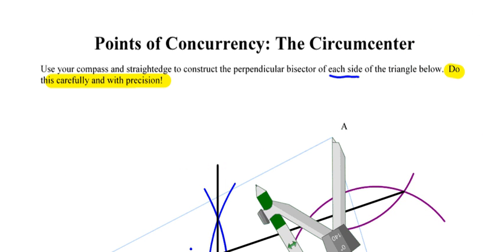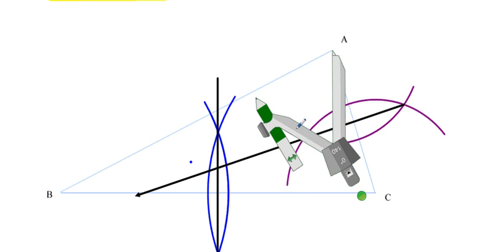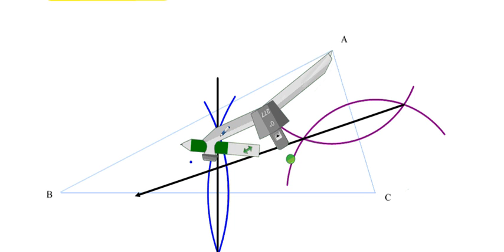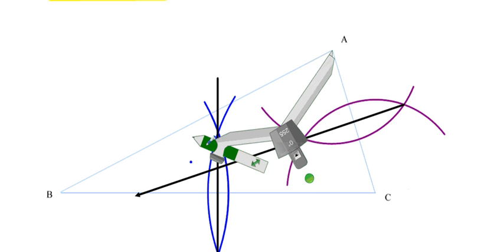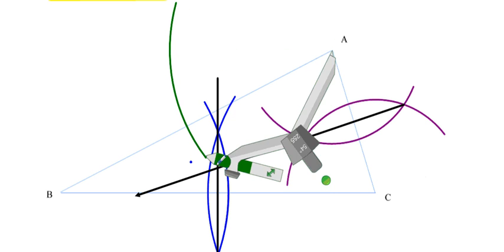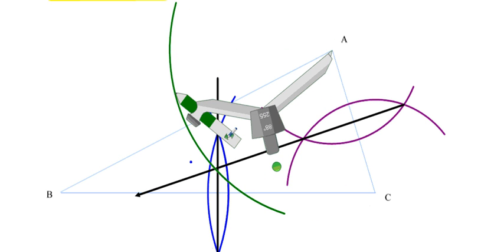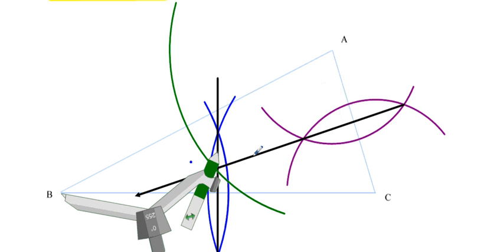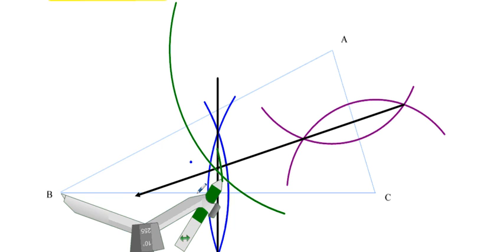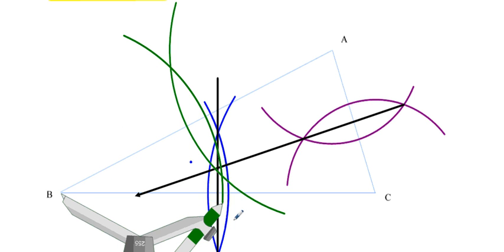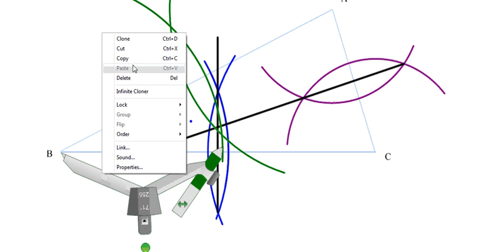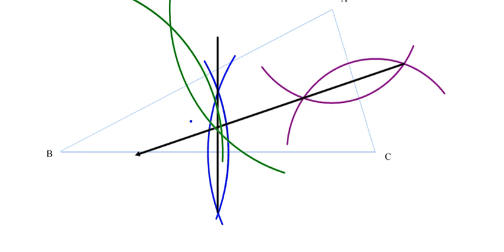Remember that in order to complete this construction, your compass has to be open to a setting that's at least half the length of the line segment, or half the width of the line segment. And again, if you have the option of doing different colors with your compass, I would highly recommend that, just because we're constructing so many different constructions within the same picture, it can get very busy at times.